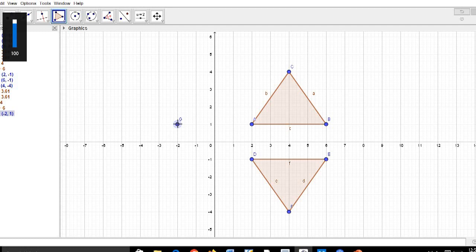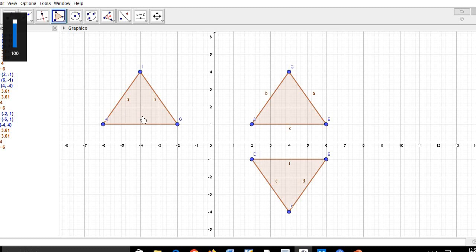We have (-6, 1), and we have (-4, 4). I will connect our triangle. This is what is produced. This same triangle ABC, when reflected about the y-axis, gives us this reflection. Take note that the y-axis is the line x is equal to 0, and the x-axis is the line y equals 0.